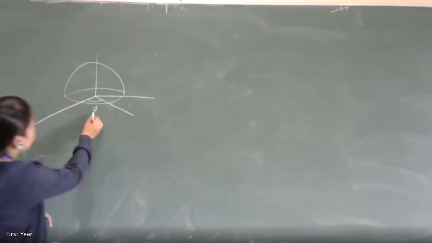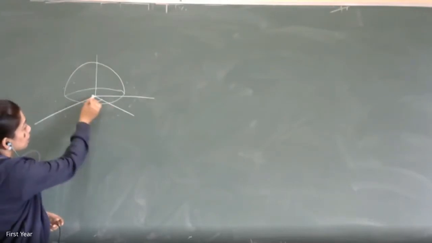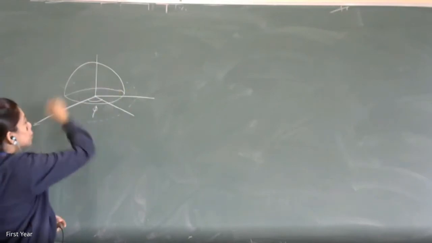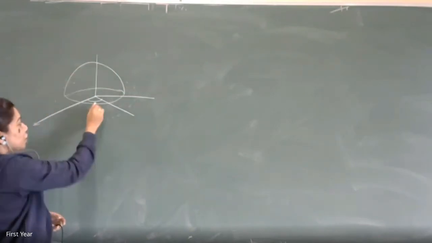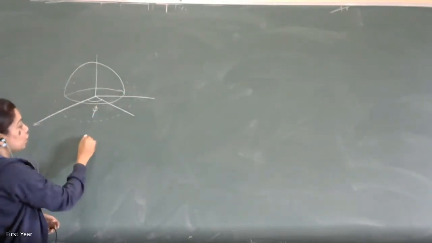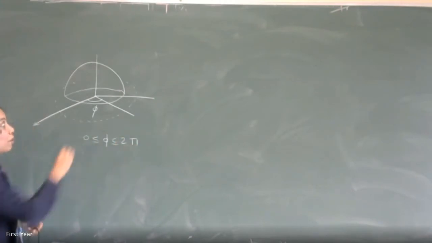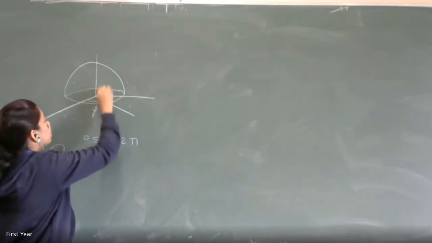So phi is the azimuth of P, that is, this line OP making an angle with the positive x-axis. It is rotating in a circular fashion, so the angle phi is in the range 0 to 2 pi. But when I'm talking about OP, this was a big OP, no?